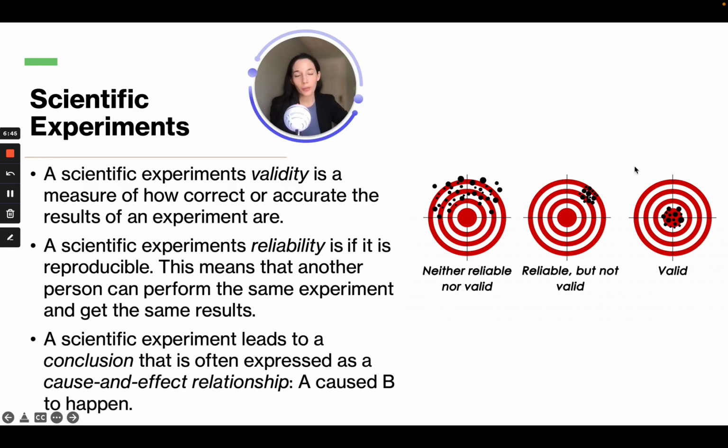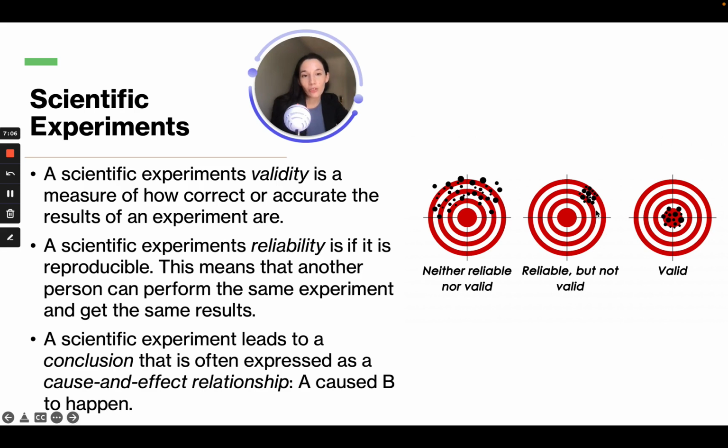So if we look over at this little chart, this target mark is neither reliable nor valid. Let's look into this a little more. Because if it was valid, it would be hitting the bullseye, right? It would be getting the right marks, and it's not doing that. And it's not reliable because it's kind of all over the place.